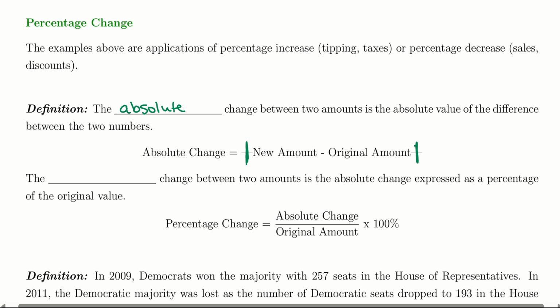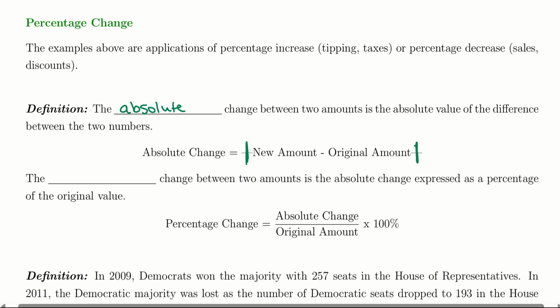You might remember the absolute value is you find the difference, and whatever the difference is, positive or negative, you're considering the positive version of that number. The absolute value is the distance away from zero, and distance we always consider as positive.